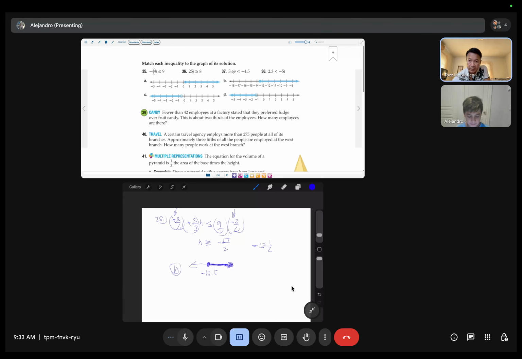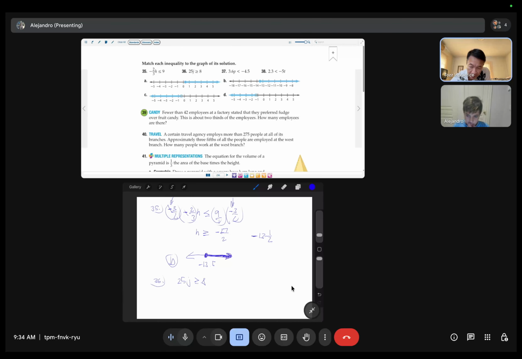All right. Next one, 36. You can do process elimination eventually, right? I would leave it for the last one, but let's continue showing the work here. All right, divide both sides by 25. So J greater than 8 over 25.